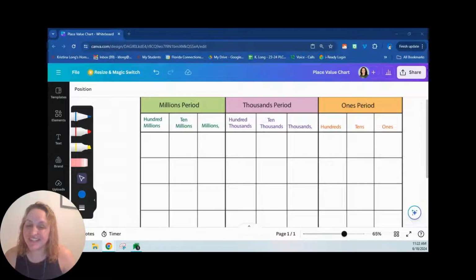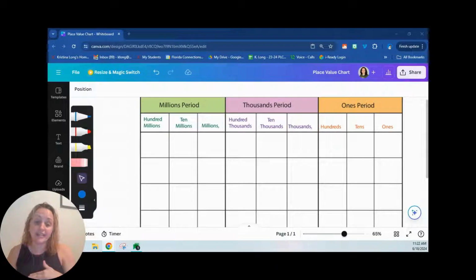Hey, fourth graders, it's Mrs. Long, and today we are going to be talking about the value of digits. I know that might seem a little bit crazy, but hang in there with me because I think that you're going to get a really good understanding of that.